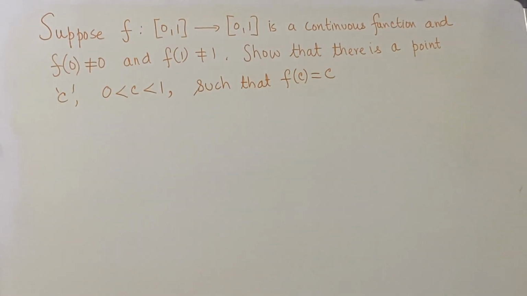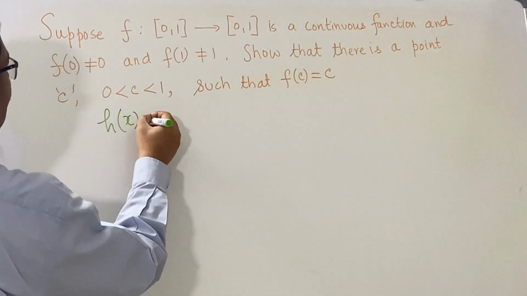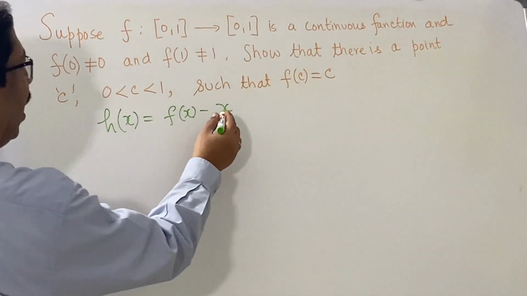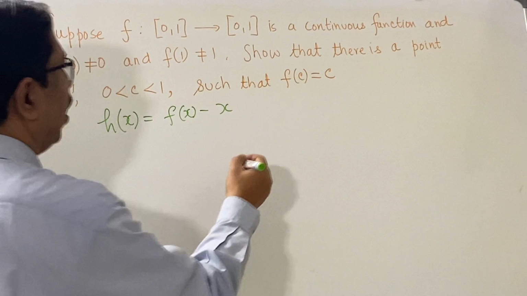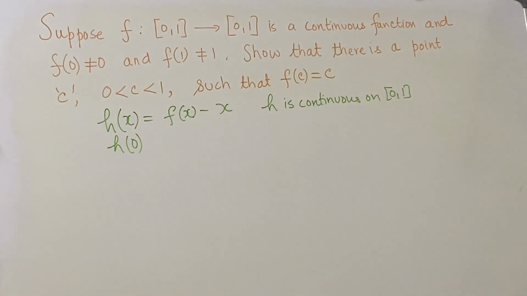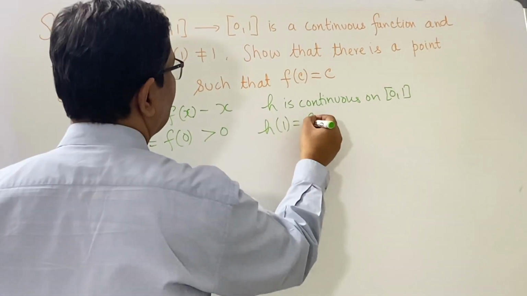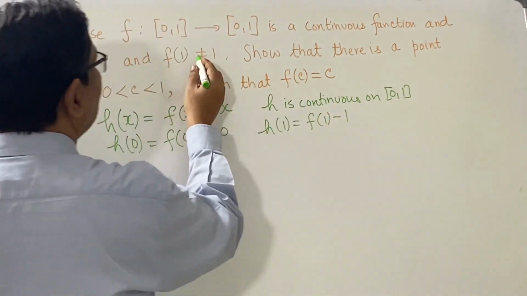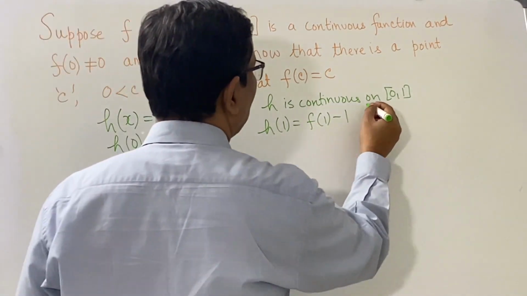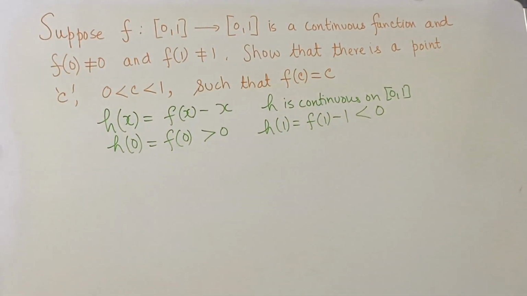general. Now, to prove this in general, we will consider a function h(x), which is f(x) minus x. Since f is continuous and x is also continuous, h is continuous on [0, 1]. So, f(0) is not equal to 0, so f(0) is greater than 0, and h(1) is f(1) minus 1, and f(1) is not equal to 1, so f(1) is less than 1, so f(1) minus 1 is less than 0. So, h(0) is greater than 0 and h(1) is less than 0.